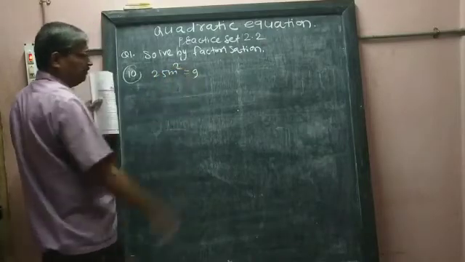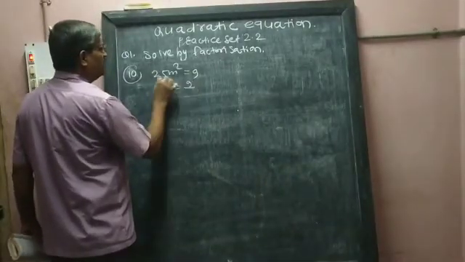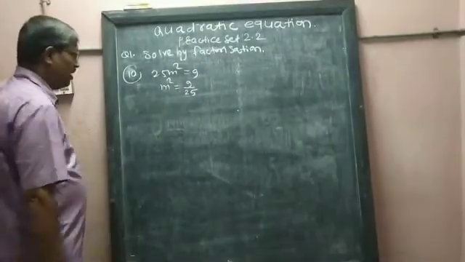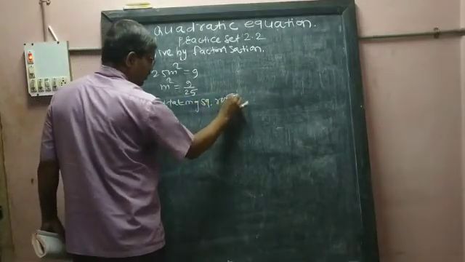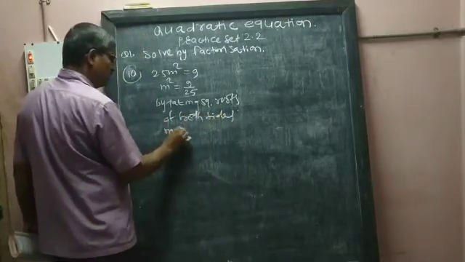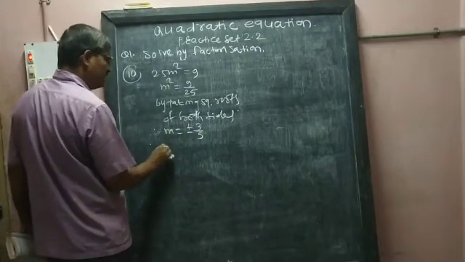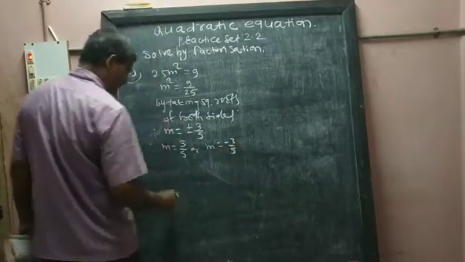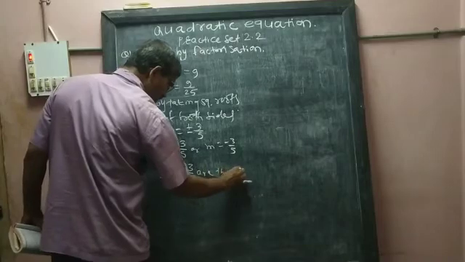25 m square is equal to 9. You can solve it in different ways, but I want to tell you a very simple way. M square is equal to 9 upon 25. This 25 is multiplied to m square on the left hand side; when it goes to the right hand side, it becomes division. Now, by taking square root of both sides, m is equal to plus minus 3 upon 5. So m is equal to 3 upon 5 or m is equal to minus 3 upon 5. Thus 3 upon 5 and minus 3 upon 5 are the roots.